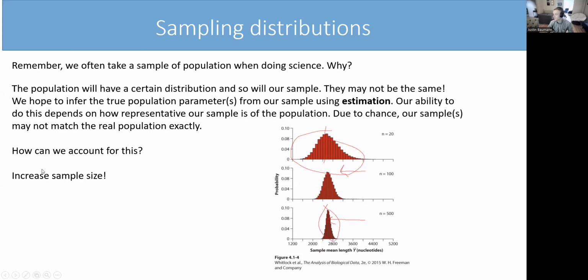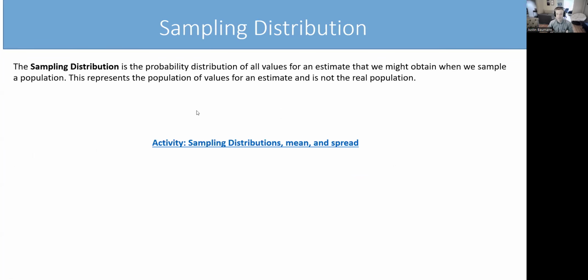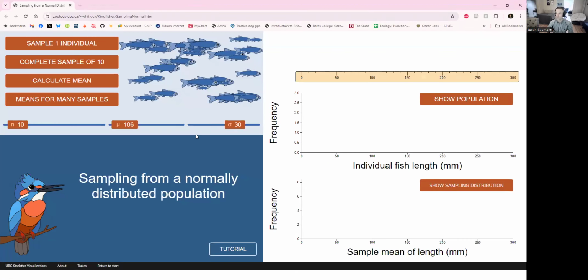We can't always take 500 samples, but maybe 10 isn't enough, maybe 20 isn't enough. We need to get to a place where we have a really good probability density. If you want to explore this concept on your own, you can do that with this activity that I'm going to open up for you real quick, hopefully. Cool. This is from the Whitlock and Schluter book. This is an example of how you can sample populations.